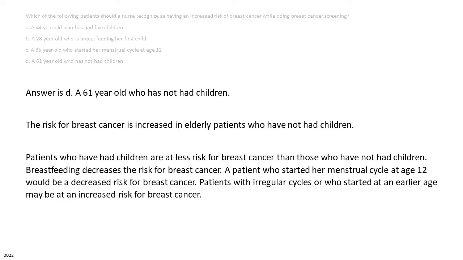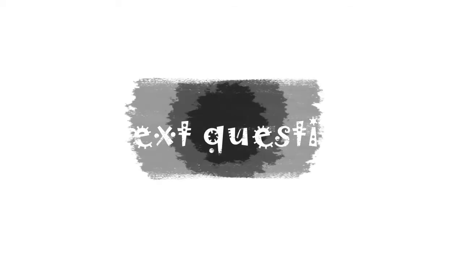Answer is D. A 61-year-old who has not had children. The risk for breast cancer is increased in elderly patients who have not had children. Patients who have had children are at less risk for breast cancer than those who have not had children. Breastfeeding decreases the risk for breast cancer. A patient who started her menstrual cycle at age 12 would be at decreased risk for breast cancer. Patients with irregular cycles or who started at an earlier age may be at an increased risk for breast cancer.